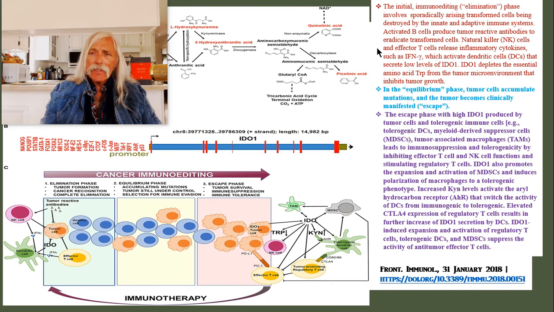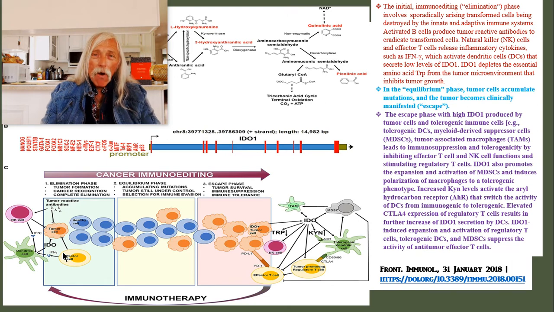Because that's blocking the progression to PDAC, right? You got activated B cells involved here that produce tumor-reactive antibodies to eradicate transformed cells. You got natural killer cells out here, which are definitely going to ablate tumor cells. And you have effector T cells like TH1 population to release inflammatory cytokines, such as good old interferon gamma, which activates dendritic cells that secrete low levels of IDO1. Now, when you get IDO1 at the beginning of this system, look at this. It depletes the essential amino acid tryptophan from the tumor microenvironment, and that's going to inhibit tumor growth.